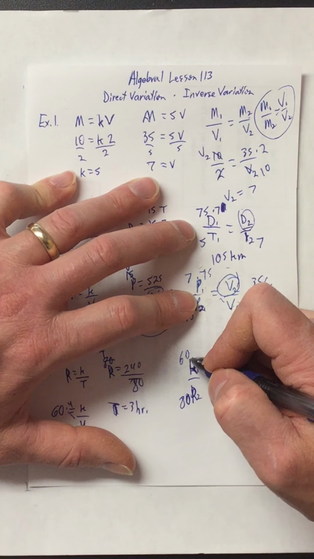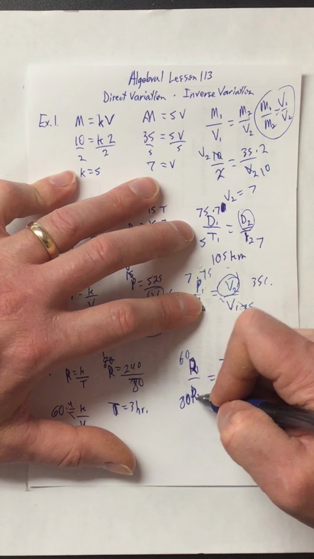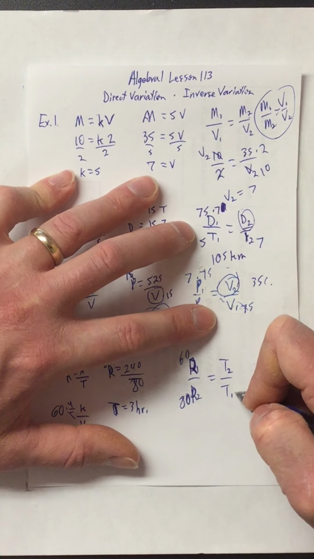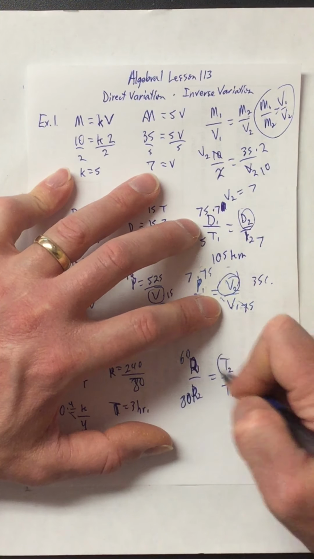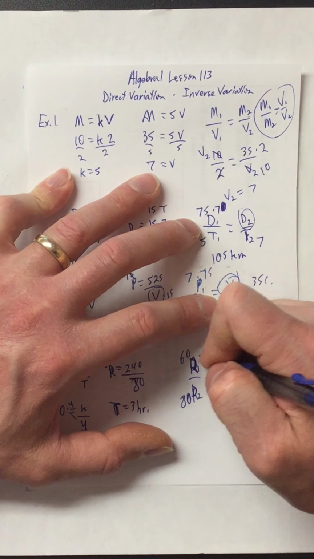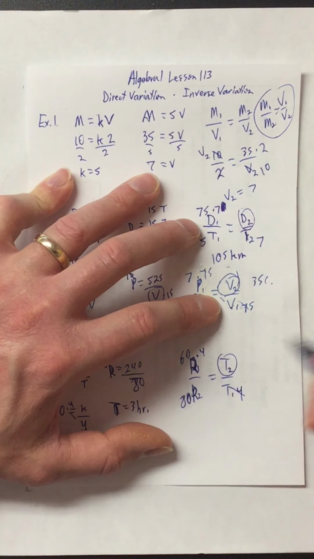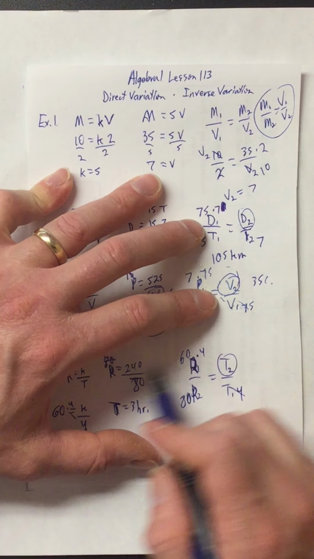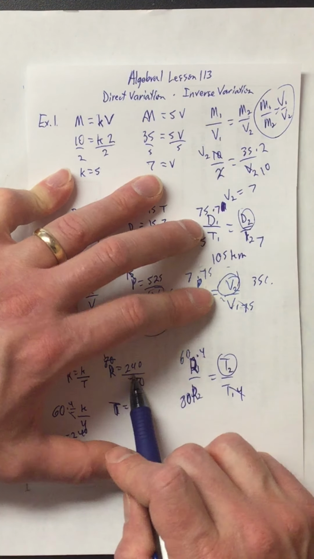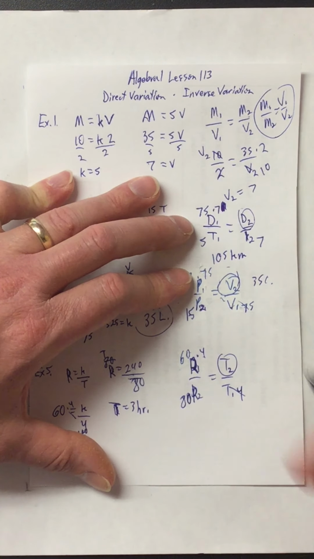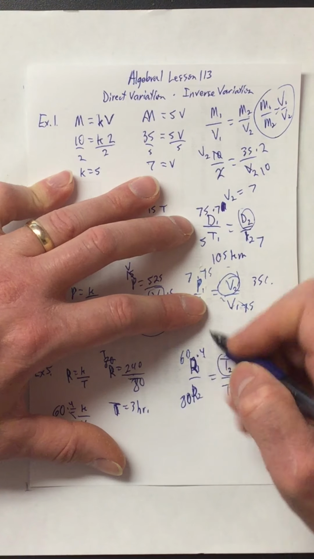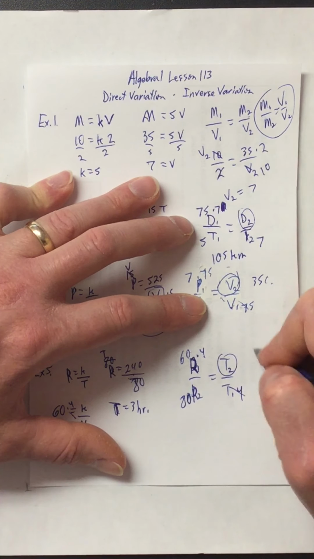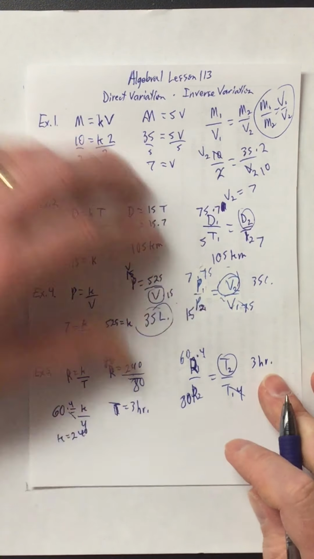All right, so the first rate is 60, the second is 80. Our first time is 4 hours, and we're trying to solve for our second time right here. So we cross multiply, our 4 comes up. Basically 60 times 4, 240, divided by 80. It's doing the same thing, just without finding the constant. So we get 3 hours.